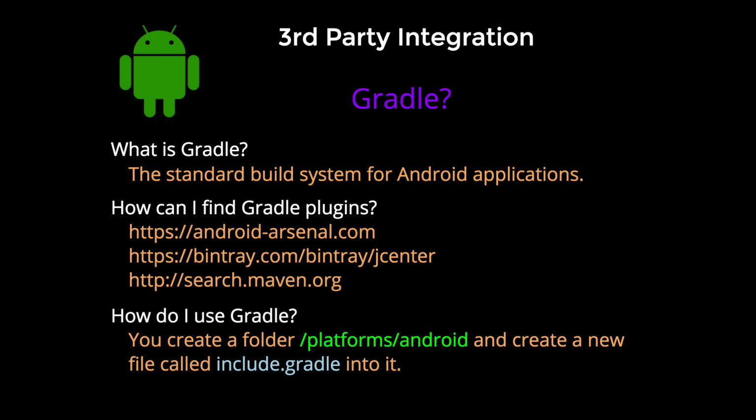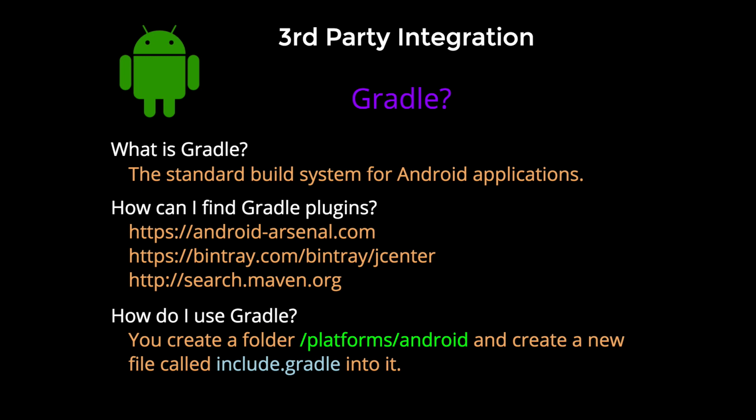Gradle also allows you to add any number of different libraries. Typically, they end with a .jar or a .aar. You can find standard Gradle plugins from a couple different sites. One of them is android-arsenal.com. Another one is bintray.com/bintray/jcenter. And another one is search.maven.org. All three of these sites are standard sites that list a ton of different .aar or .jar files that are different plugins that you can include in your build of your application.